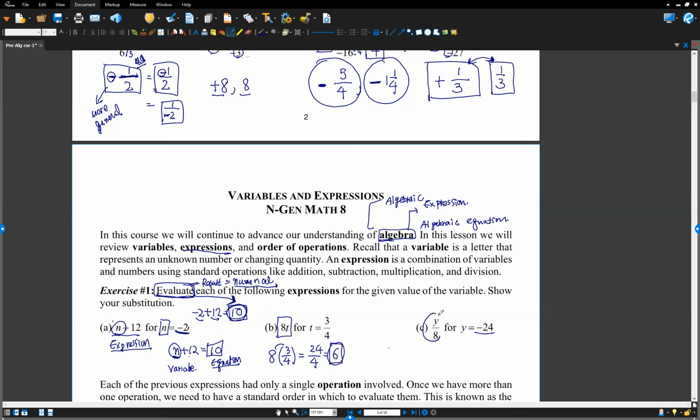This is an algebraic expression, but we're going to assign it -24. Now we use evaluate because there's no more variable. We assigned some number to the variable. So evaluation is what we need to find the final simplified numbers. -24 over positive 8 is -3. Yeah, we just evaluate.